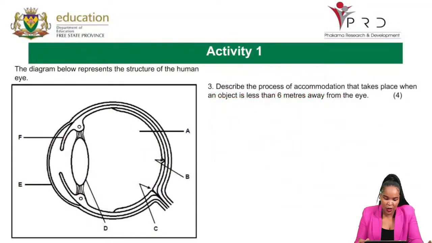Then we can continue with this activity. Number 3, I will give you 2 minutes to do this activity. Number 3 says, describe the process of accommodation that takes place when an object is less than 6 meters away from the eye. Now, I want you to remember the parts that play a role when an object is away. Tell me about those parts, what they do. Which ones relax, which one? You write this process. I'm giving you 2 minutes.